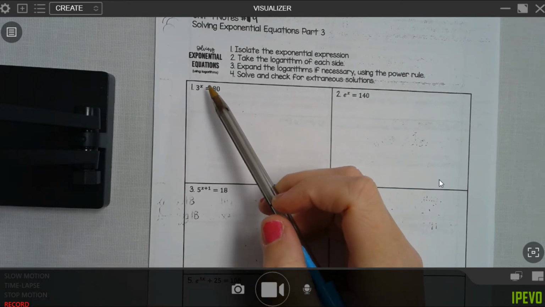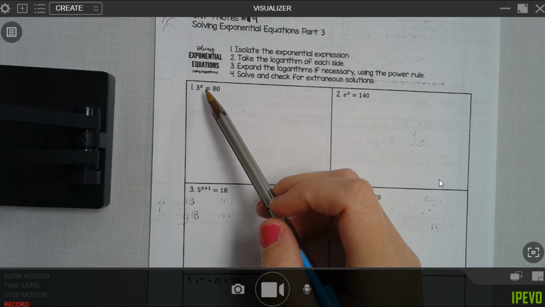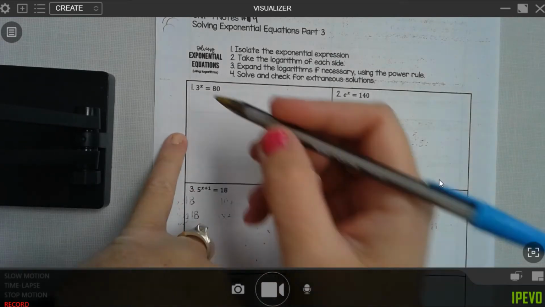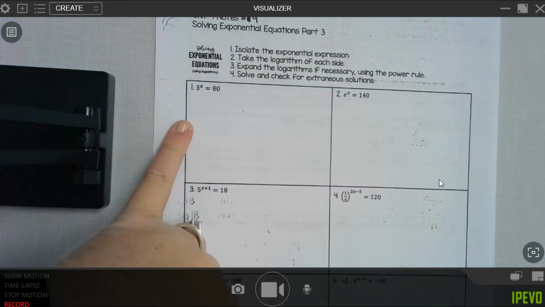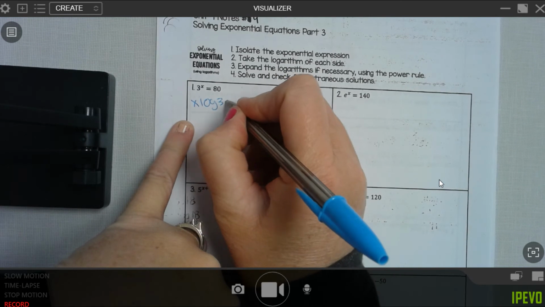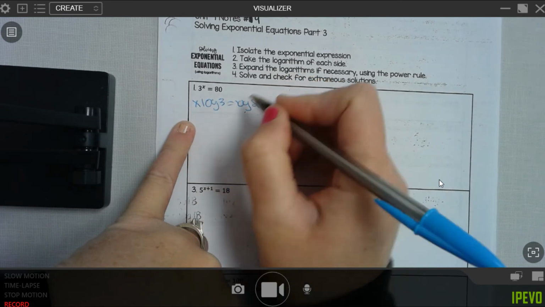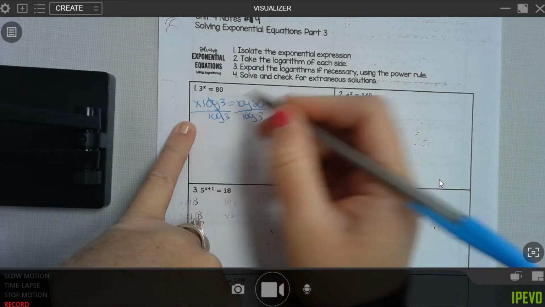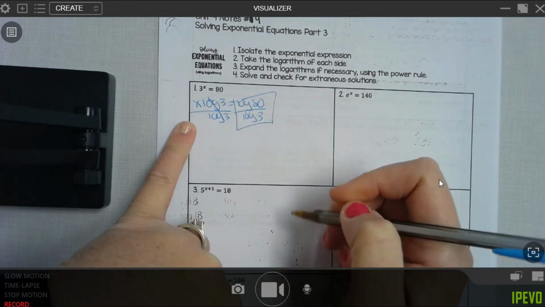Cooper's partial to logging both sides, and I'll show you what that looks like. I'm partial to natural logging just because that's what we use in AP Calc all the time. The only difference is you get the same answer in the end. If you logged both sides, it'd be x log 3 equals log of 80, and you would divide by log 3, and that would be your answer. Log 80 divided by log 3.